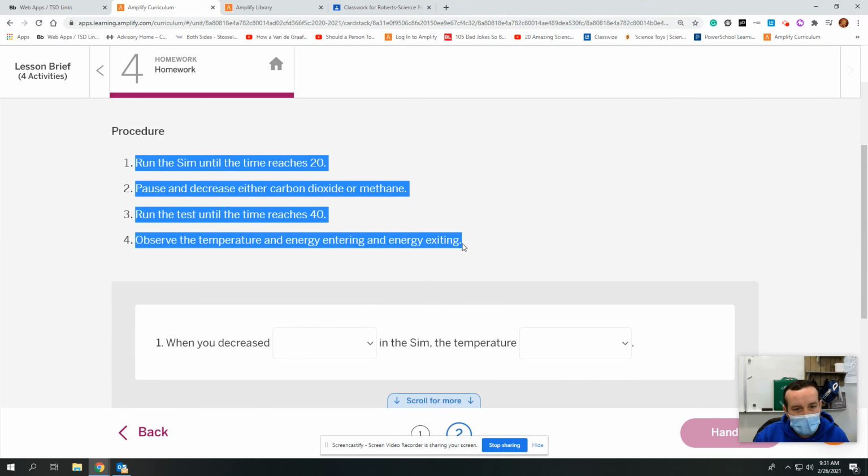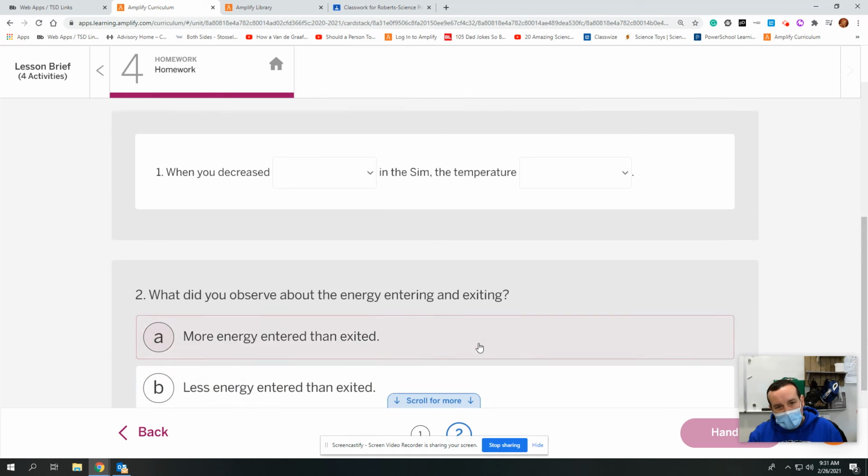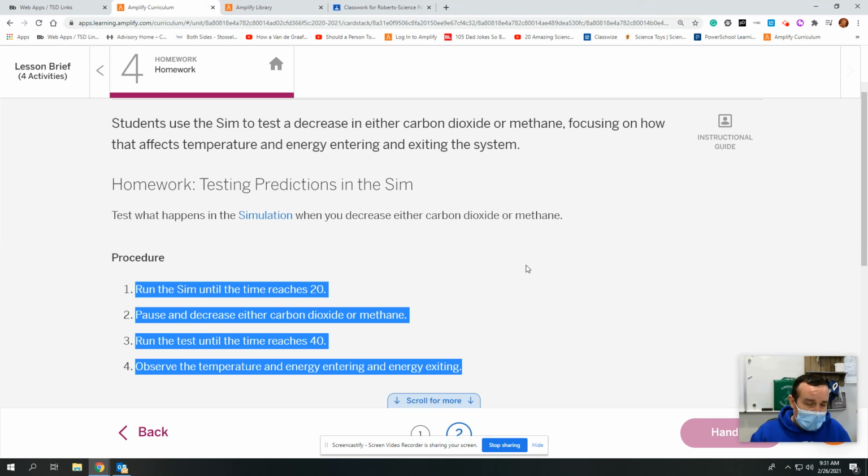Your procedural instructions are here. And then you'll go back through and re-answer those questions to either reinforce your correct prediction or maybe make adjustments to your prediction if the evidence gathered from the sim shows that it was an incorrect prediction.